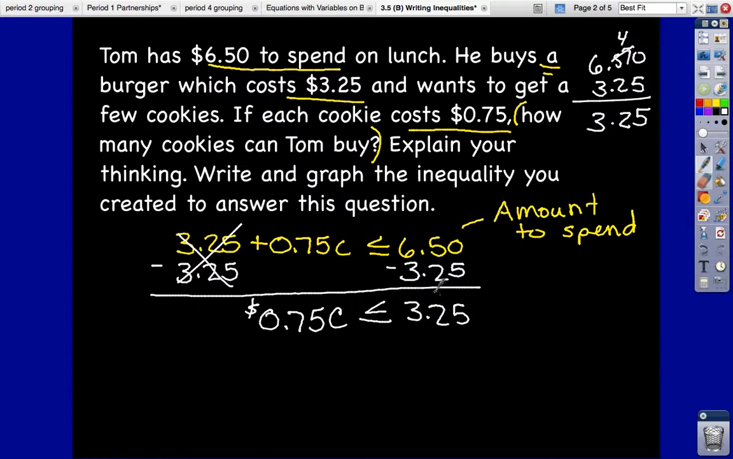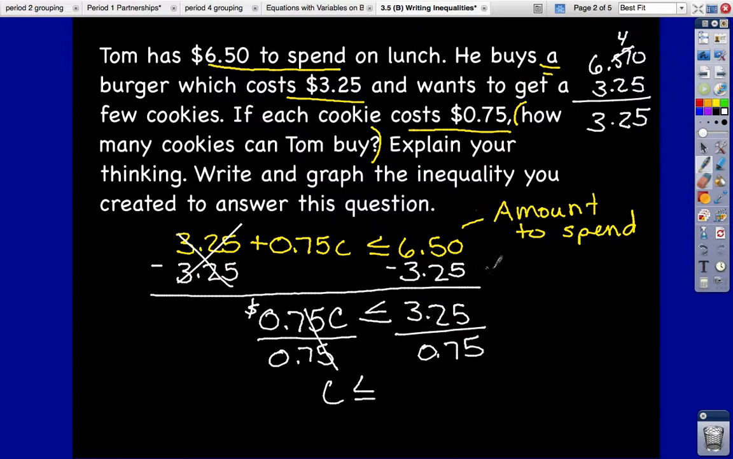Now, after you figure out how much he has left, it would make sense to divide by the cost per cookie to see how many cookies could be purchased. So that makes a whole lot of sense. So I'm going to divide both sides here by 75 cents. And as it would turn out, that actually gives us an answer for C. So this is a little interesting, though. I have to do this division.